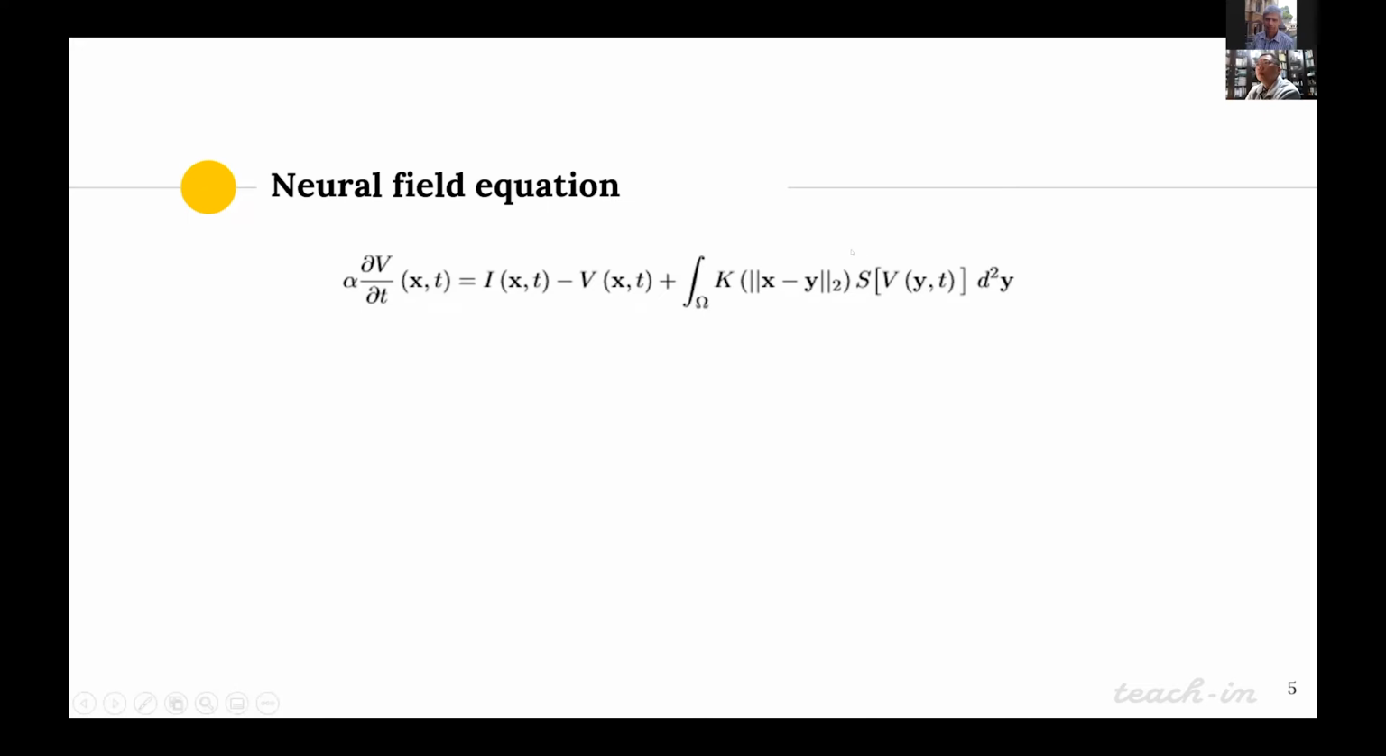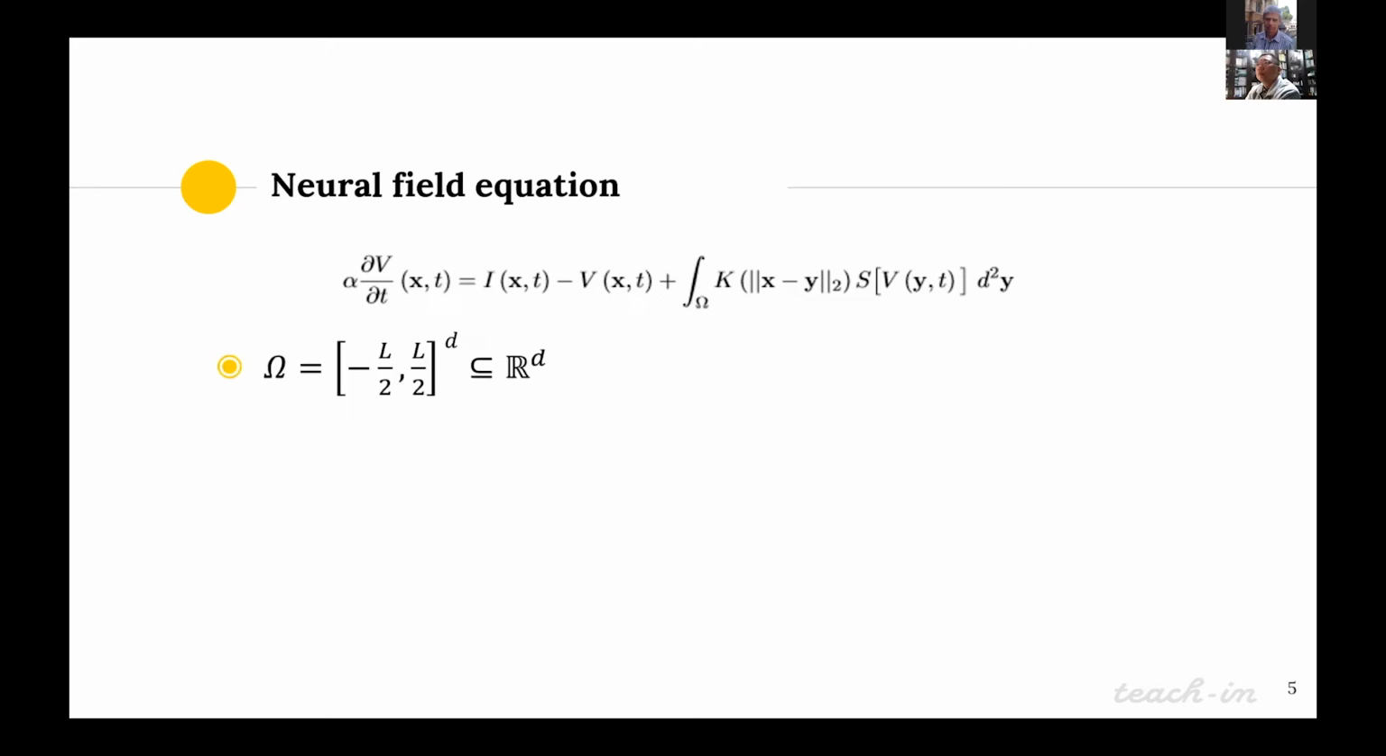And this function S here is called the firing rate. It represents the capacity of the neurons firing as a function of the potential. So it is known that a typical neuron can send signals only if the potential V is above a certain threshold. This function S can be, for example, a Heaviside function. So it is 0 when V is less than the threshold, and 1 when V is greater or equal to the threshold. This is the simplest model, but there are more sophisticated models where S is a continuous function of sigmoidal type.